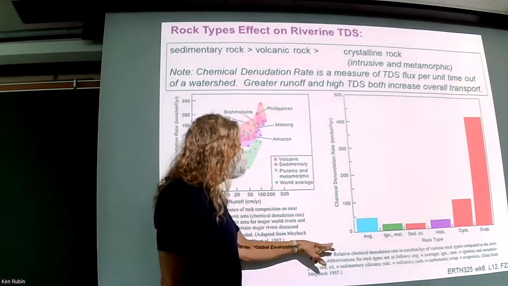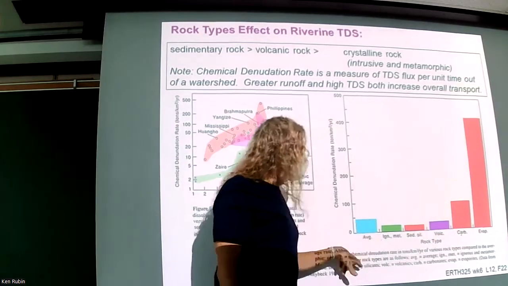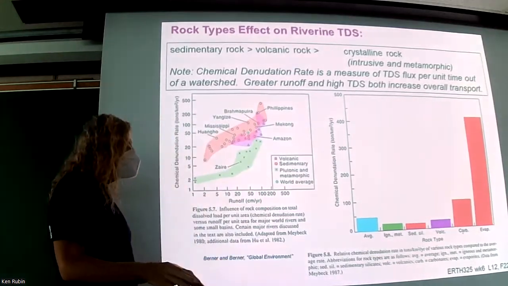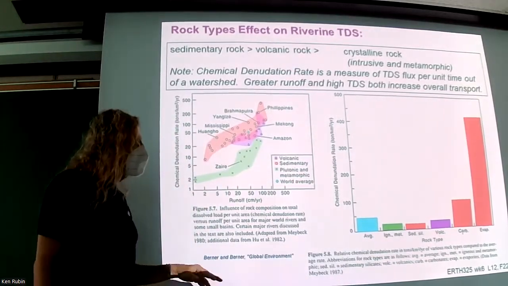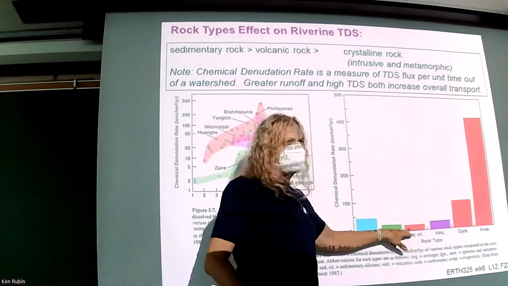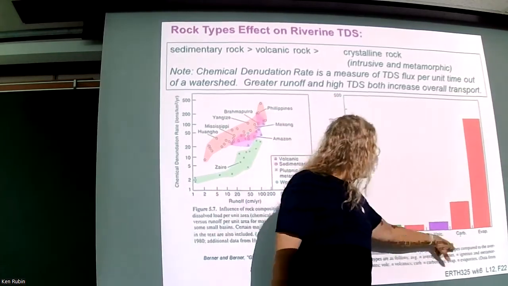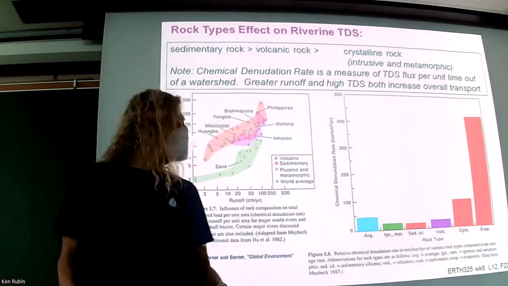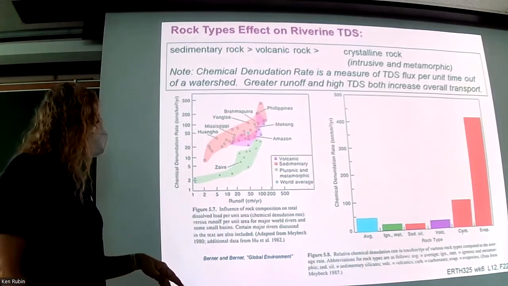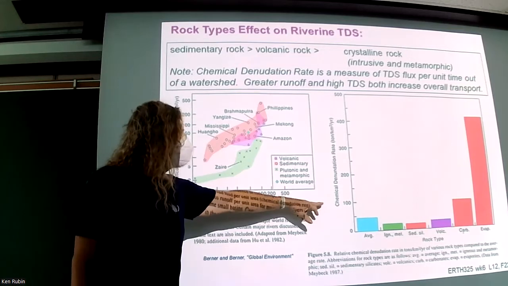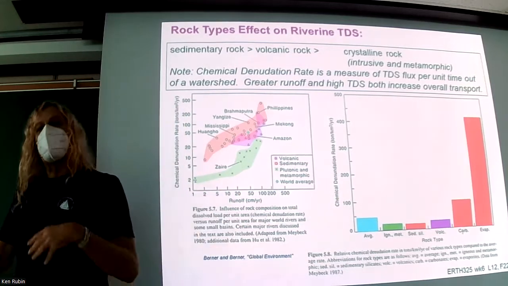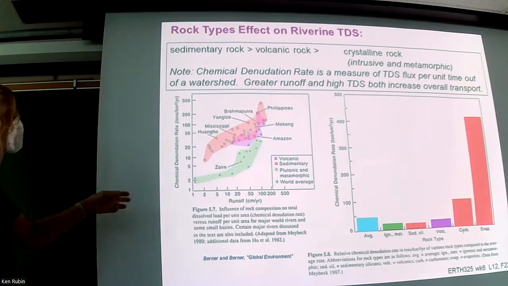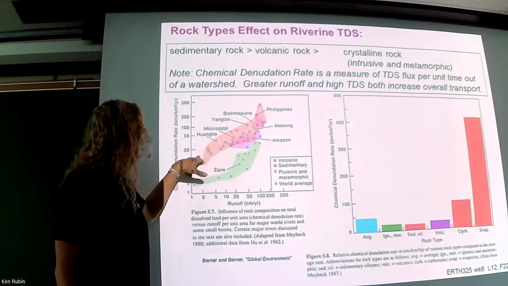So if we look here again, this is the same data off to the side. Now we're looking at it with the rock type, right? So the igneous and metamorphic and the volcanic are still just one bar, but the sediments have been divided up into 3 kinds. Siliciclastic sediments, things like sandstones, carbonate sediments, calcium carbonate rich, and then evaporite sediments. And what you see is that by far, the biggest contribution to this chemical denudation rate is from evaporite material. So if we have them in our watershed, that's going to contribute to much, much higher concentrations.